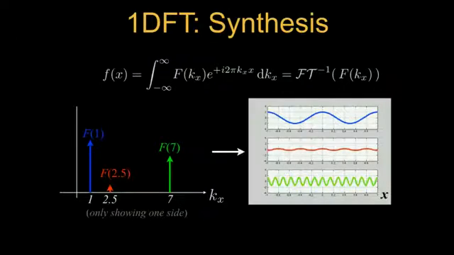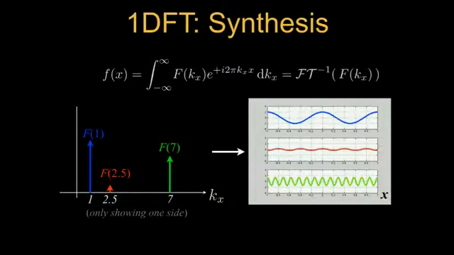Now we also looked at the inverse Fourier transform. So the intuition behind this is actually the opposite of what we just did. If we do this, actually we're synthesizing a signal. Imagine that we only have the components f of kx. We know how much of frequency 1 we have, 2.5, and 7 that we have. How do we recreate the signal?